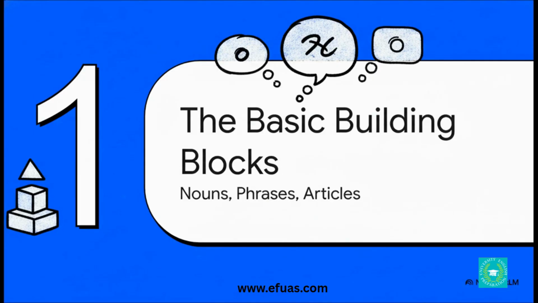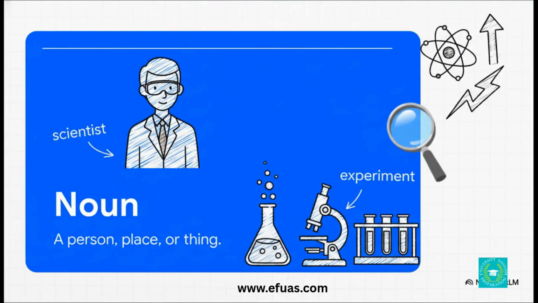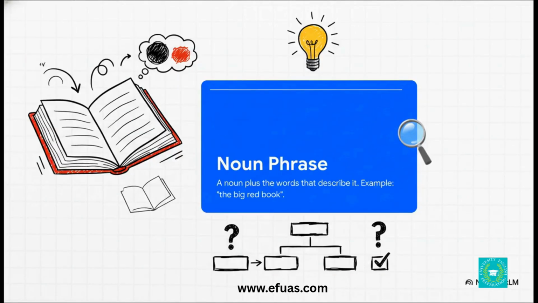Before we can build anything, we need to understand the pieces. So let's get clear on three fundamental ideas. So first things first, the noun. Super simple, right? A noun is just a person, a place, or a thing. You know, words like scientist, laboratory, or experiment. It's really the heart of whatever we're talking about. Okay, so if book is our noun, a noun phrase is just the noun plus all the words that describe it. Think about it. The big red book. All those words work together as one single unit, one complete idea.